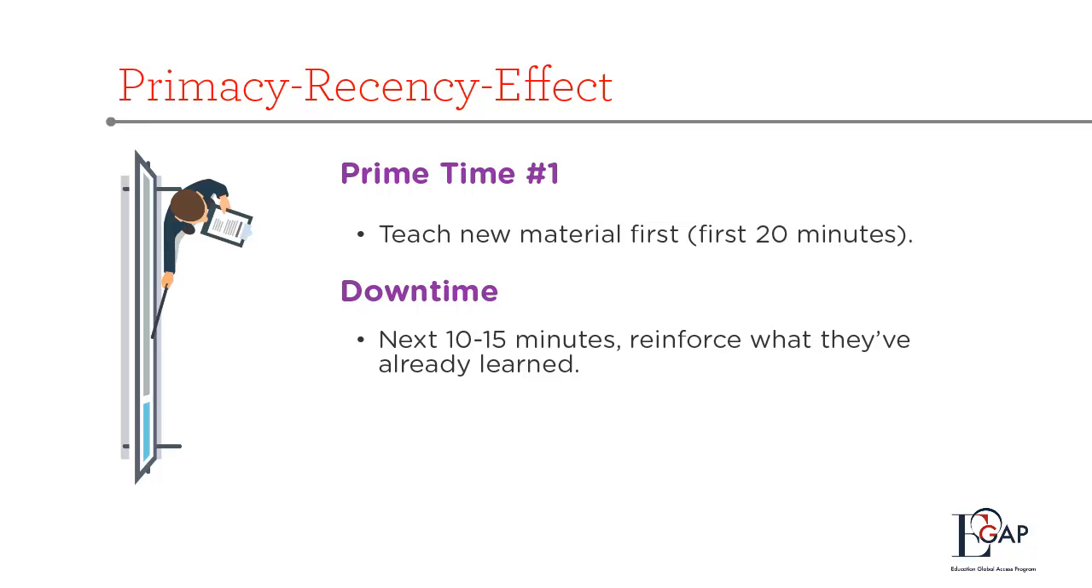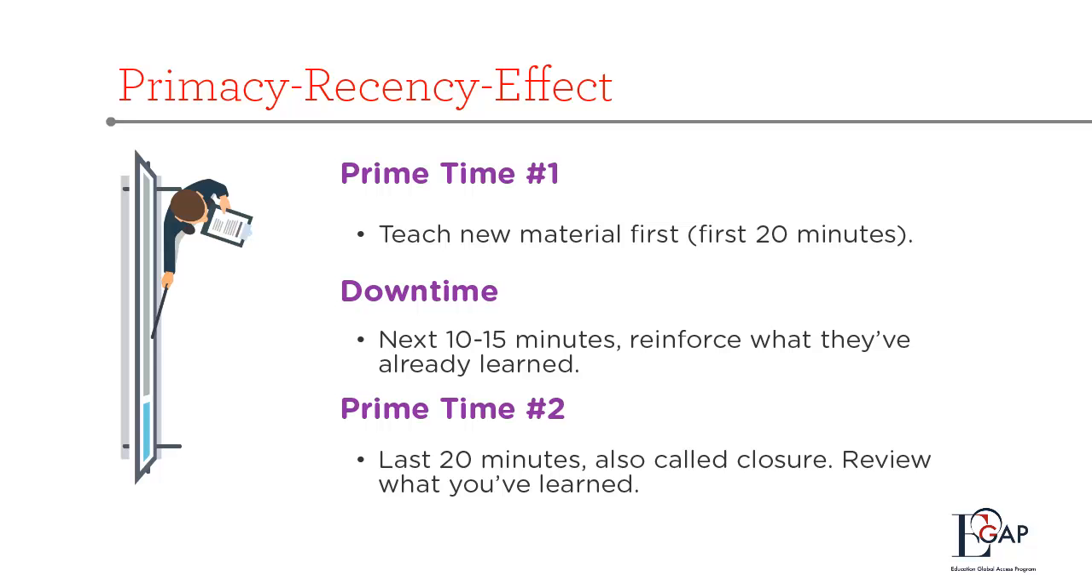The last 20 minutes of the class is called prime time number 2, or the closure, and it is important because it helps solidify the lesson in your students' minds. Review what you've learned in brief terms, and ask students to start thinking about the implications of the lesson. For a lesson on multiplication, ask students to think about how often counting by twos is useful in daily life. This will help them start making sense of the information.